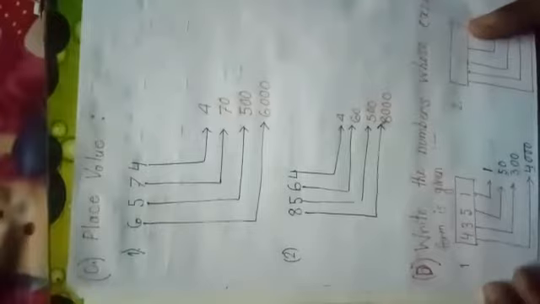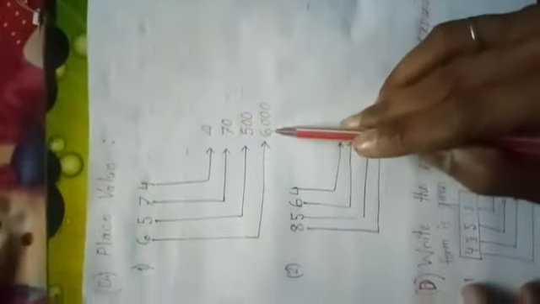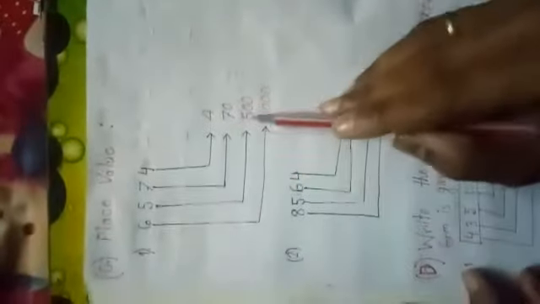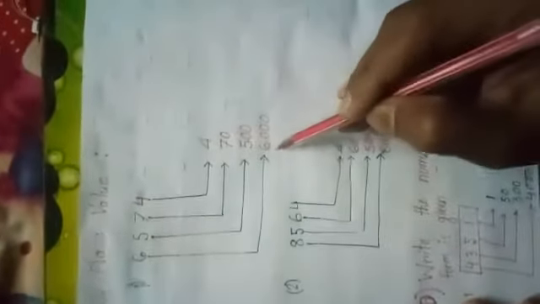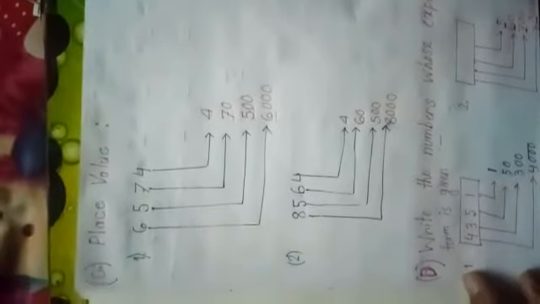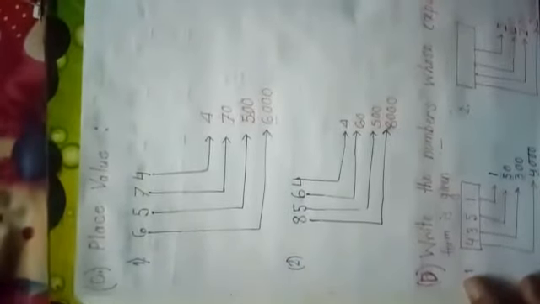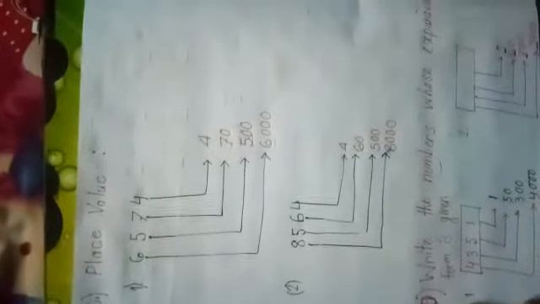Now in this way, another way to write the place value, 6574. The first number 6, 6000. Second 5, 500. 7, 70. 4, 4. If you underline all these numbers, then it will be the short form 6574. Same, the question number 2 is there, 8564.